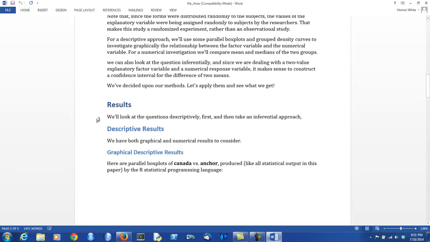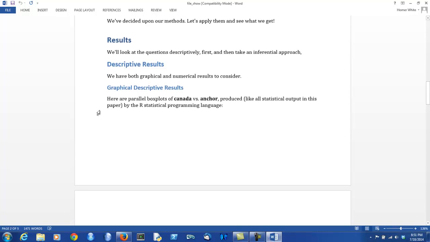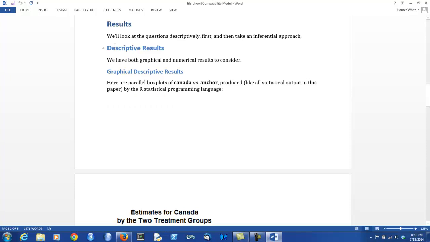So having decided on the methods and made it clear to the reader what we plan to do, then we carry out our results. The results section is typically going to be broken down into the descriptive results and the inferential results. Descriptive results are graphical and numerical, so we may very well have subsections to correspond to each one. As far as graphical descriptive results, we decided to pick two graphical approaches. We decided to do parallel box plots and group density curves. Again, you're careful to tell the reader what's coming. Don't just hit them over the head with lots of charts and graphs and numerical output. Tell them what you're going to make for them.